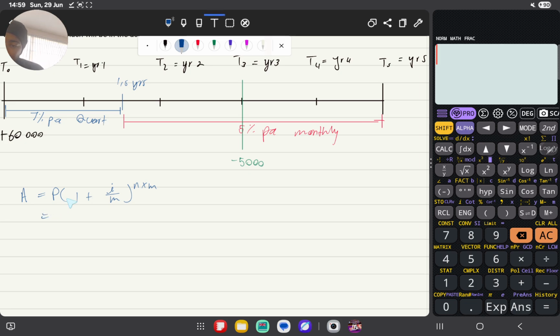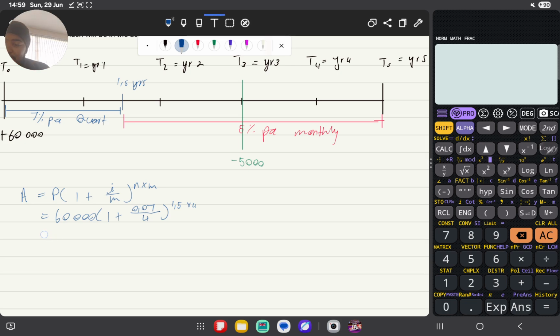So our P is 60,000. Interest is 0.07, which is 7%. Compounded quarterly now, so m is 4. And then we have 1.5, which is n, the number of years, multiplied by 4, right? Compounded quarterly, right? So that is just for the first part.